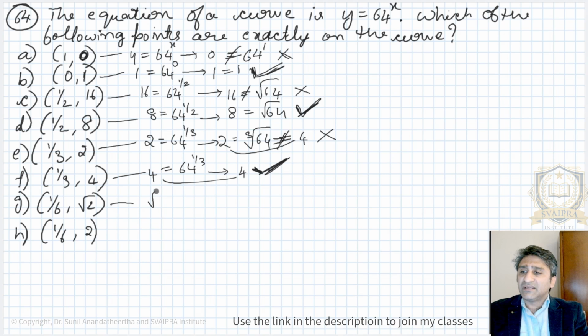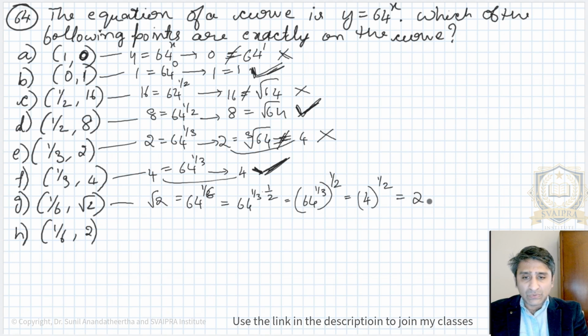What about this one here? The square root of 2 equals 64 to the power of 1 by 6. This 1 by 6 is 1 by 3 times 1 by 2, so it is 64 to the power of 1 by 3, to the power of 1 by 2. This is 4 to the power of 1 over 2, and this is going to be 2. Therefore, root 2 is definitely not equal to this, so this point does not lie on the graph.